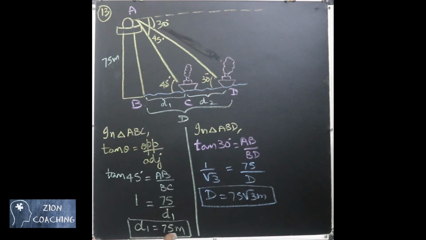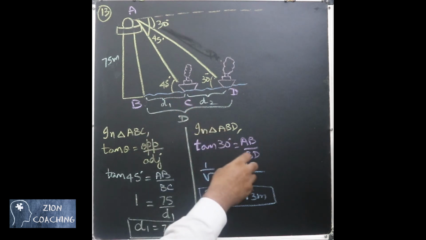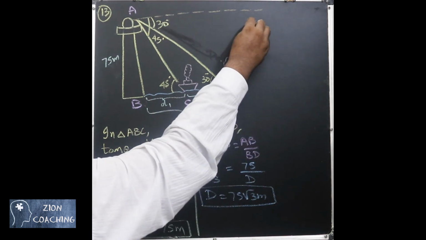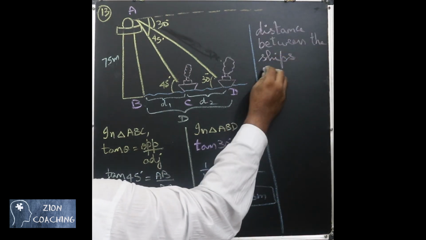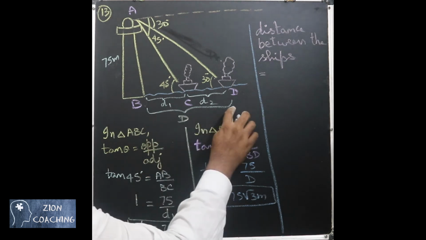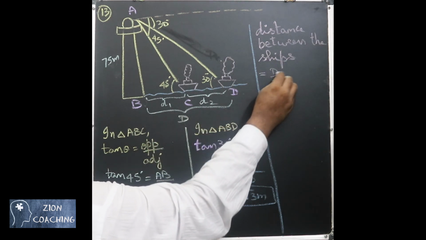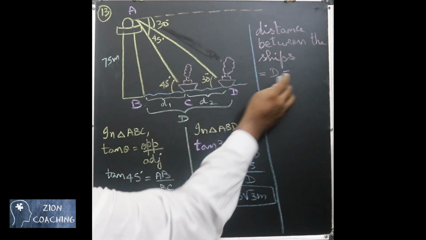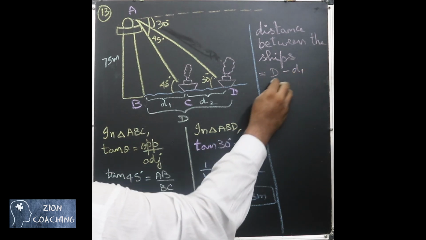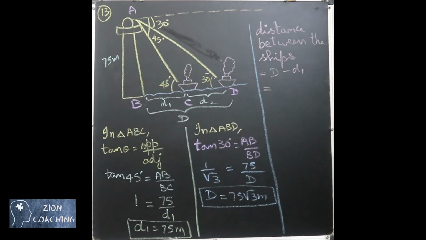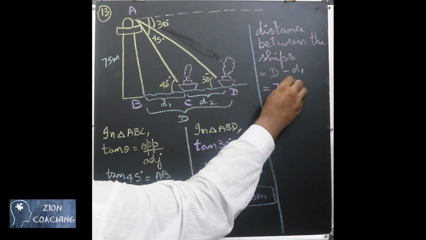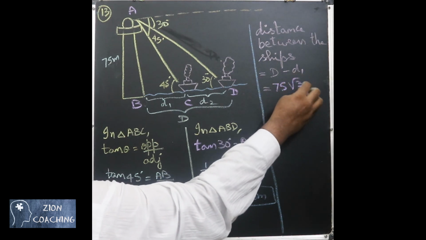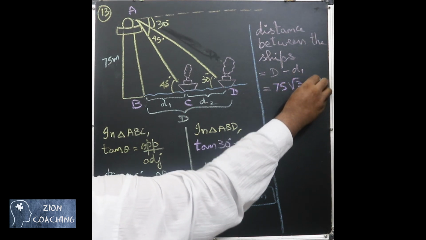Already we have found the distance of the first ship from the base of the lighthouse. Now the distance between the ships is given by equal to total distance minus this distance, that is D1. That is going to be, we have found what is D, substitute the values. We are going to have 75 root 3 minus 75.